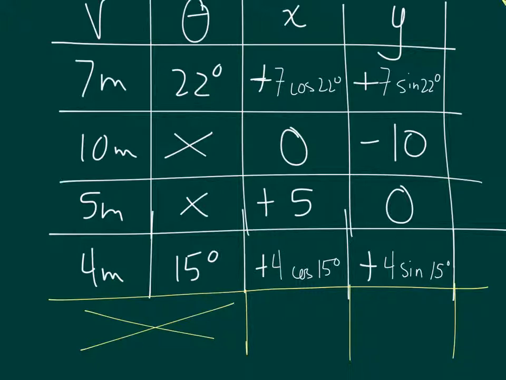So simply do on your calculator 7 cos 22 plus 5 plus 4 cos 15. So literally add straight down. Add all these numbers together. You can do it all in one line in your calculator. Make sure you close your parentheses after 22. 7 cos 22, close parentheses, plus 5, plus 4 cos 15, close parentheses, enter.